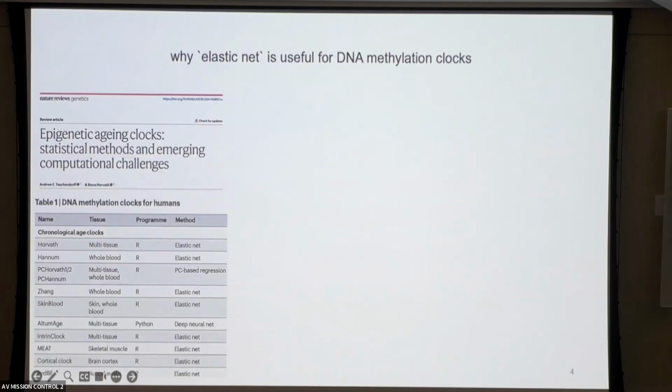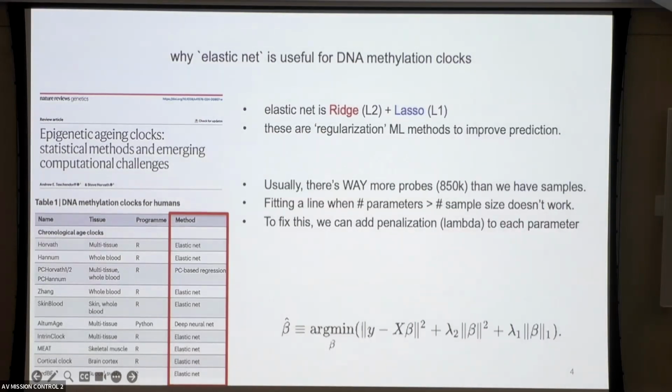Recently, because there was such an emerging literature for epigenetic clocks, there was a review published, and for the chronological age, you can see that most of them are actually programmed in R, and they use this method called elastic net. And some of the machine learning scientists would probably already know what this is, but it's basically ridge plus lasso. These are regularization methods to improve the prediction for this algorithm.